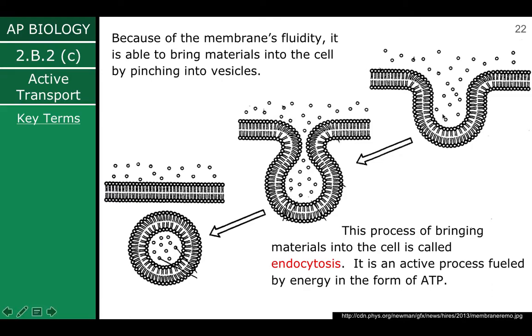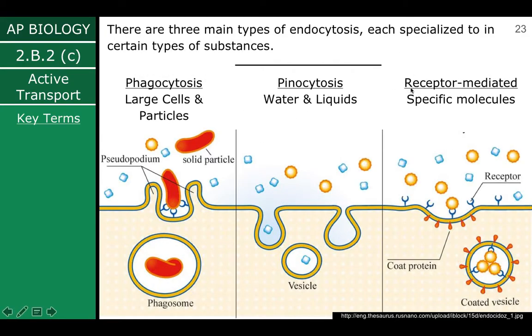Now this is considered endocytosis. Endo, once again, meaning within or internal. This could also be, like I was explaining before, exocytosis, if these arrows were facing the opposite way, where it's going to bring them out of the cell. The process of bringing materials into the cell is called endocytosis. Endocytosis is an active process, so it requires ATP in order for this to occur.